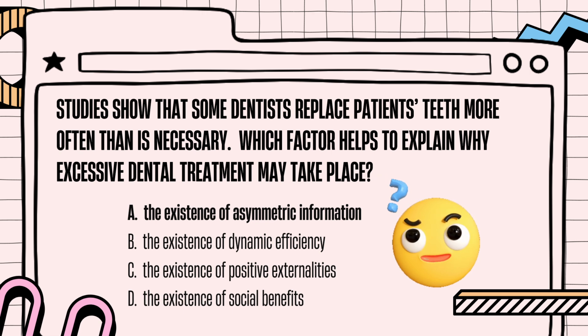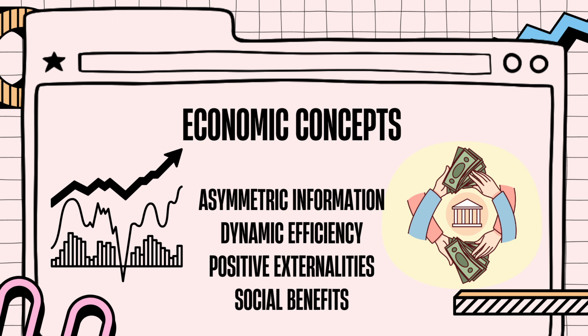Is it letter A, the existence of asymmetric information, B, the existence of dynamic efficiency, C, the existence of positive externalities, or D, the existence of social benefits? And of course, I put the answer, which is letter A, and we have to understand what are the concepts of dynamic efficiency, positive externalities, and social benefit.